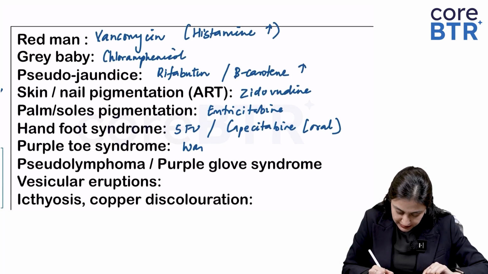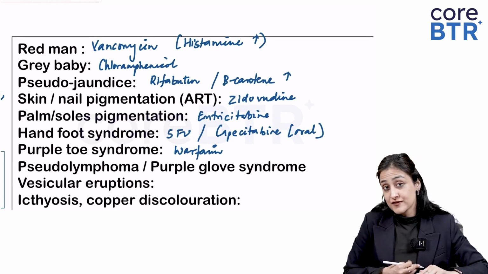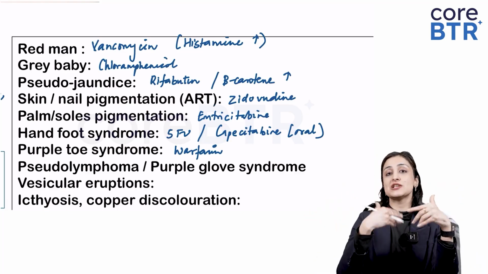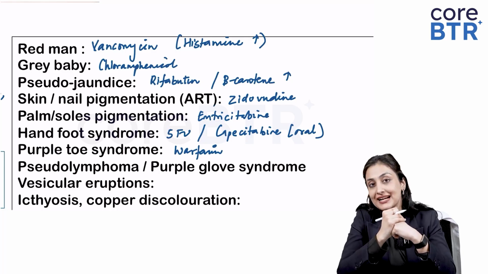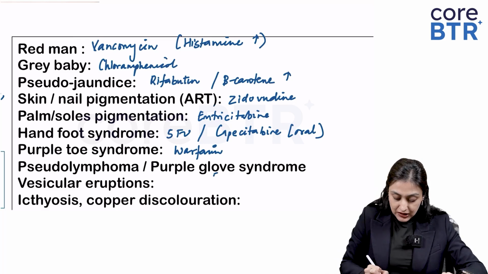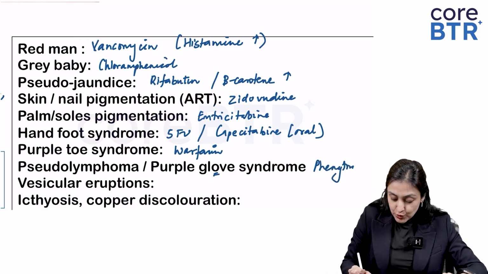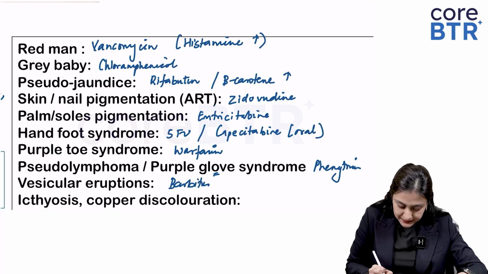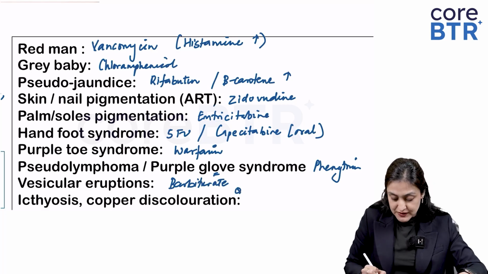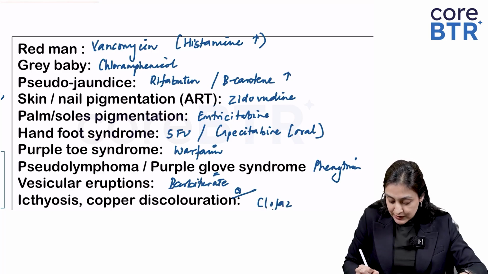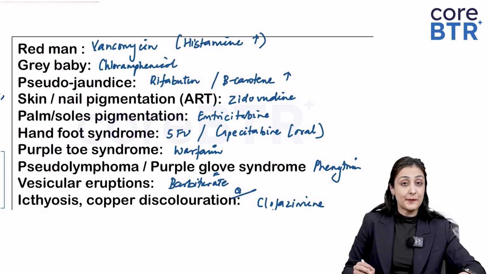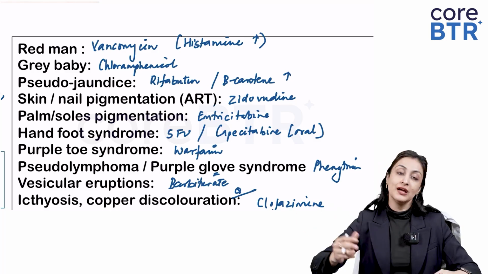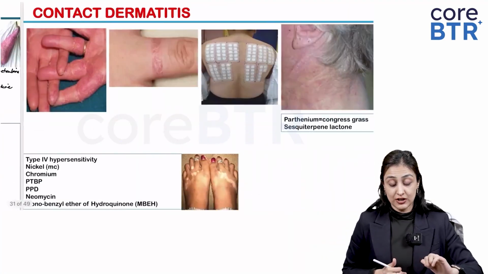Purple toe syndrome, what is purple toe? So purple toe is warfarin, right? So this is where we have studied we should always give warfarin with heparin cover because it will first block protein C and S which may cause coagulation before it has its anticoagulant action. Purple glove is phenytoin, where you also have pseudo-lymphoma or lymph node enlargement. Vesicular eruption, barbiturates may have that. And ichthyosis and copper, this is a PYQ. Clofazimine, where did we study clofazimine? RDC, rifampicin, dapsone, clofazimine in leprosy, right? So this causes CCC, copper and ichthyosis. So these are all your drug-related things.